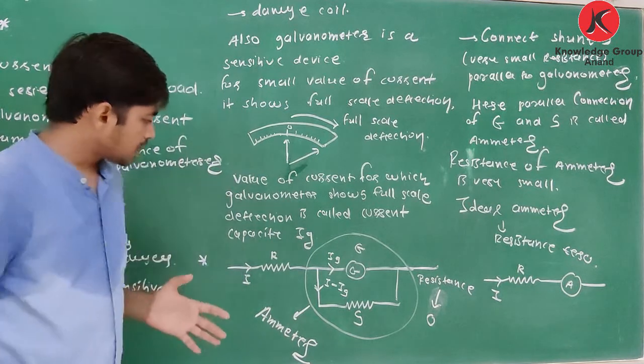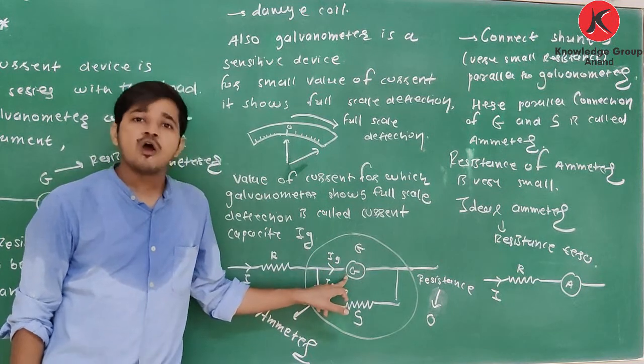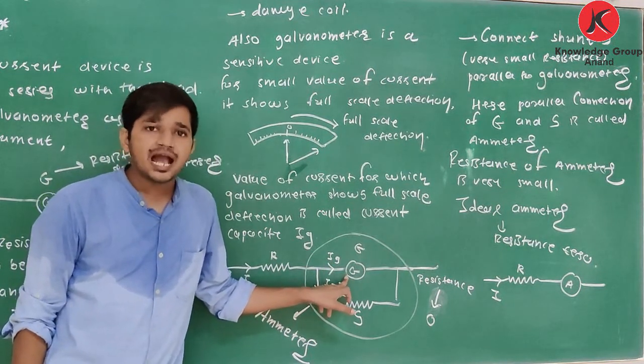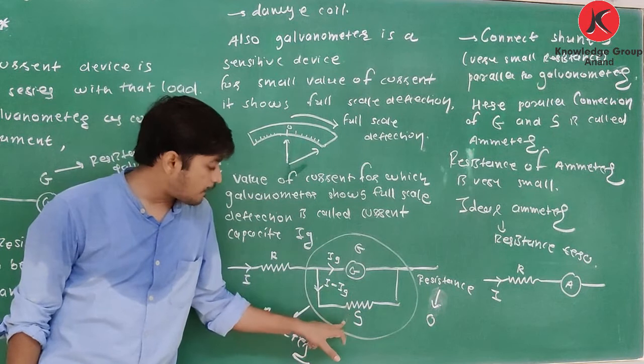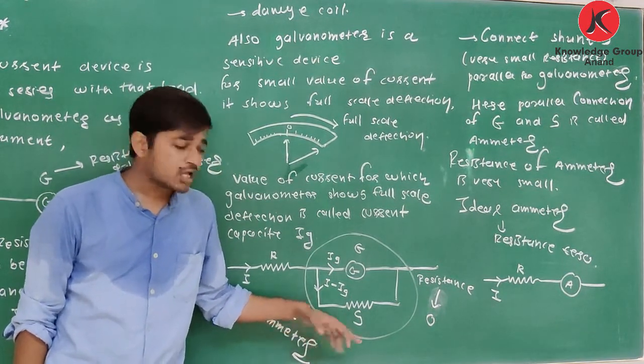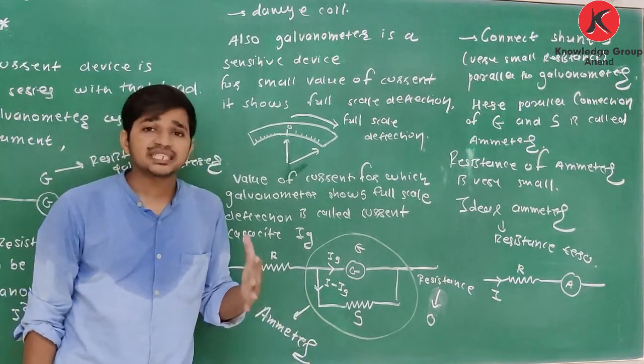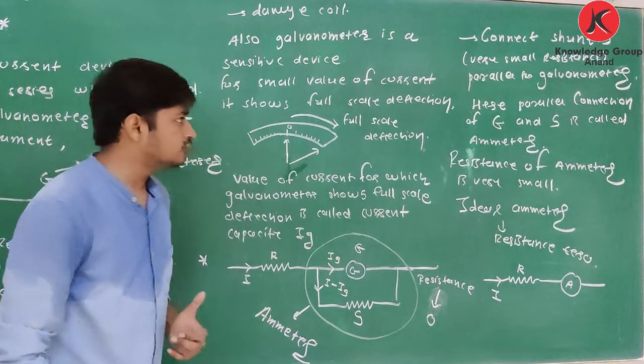Now question, sir, how is current Ig flowing through this galvanometer? For that, we have to decide a proper value of shunt. A proper value of shunt. So how to find this value of shunt? What is the equation of shunt? That we will see.